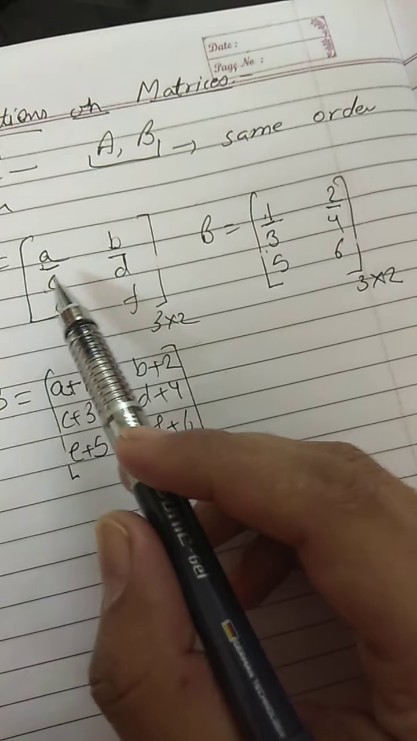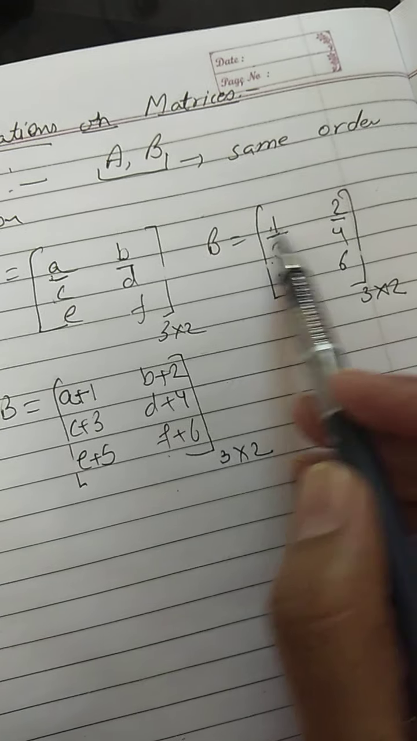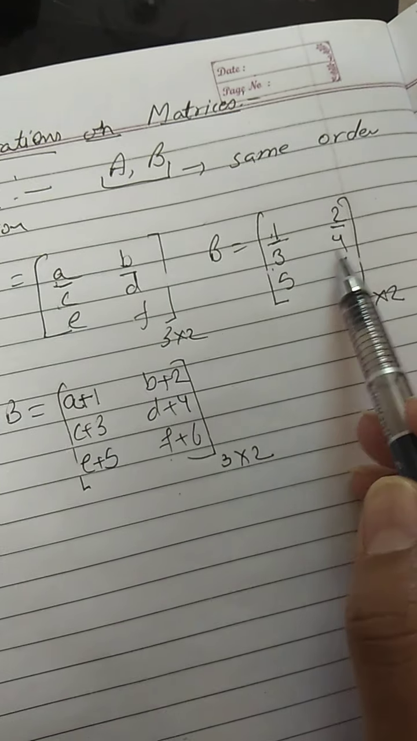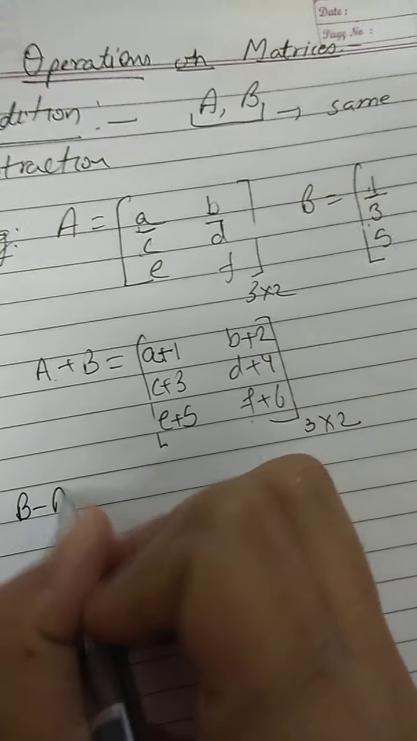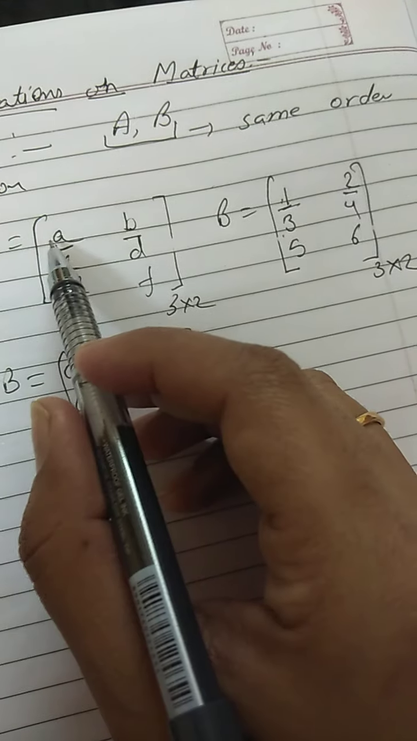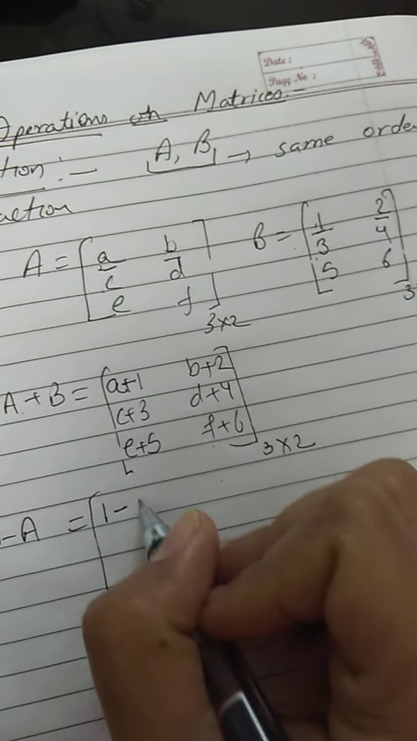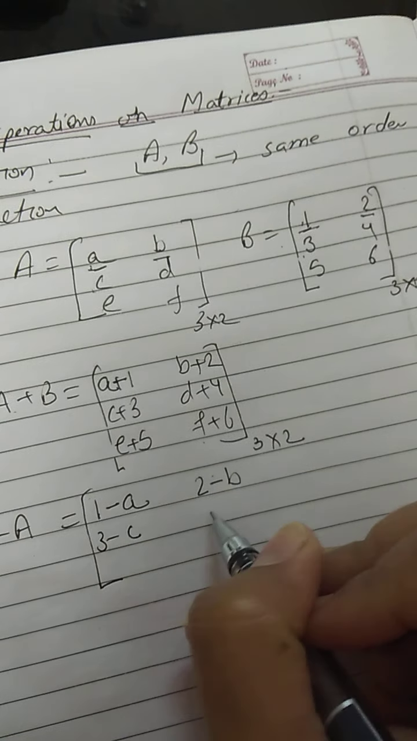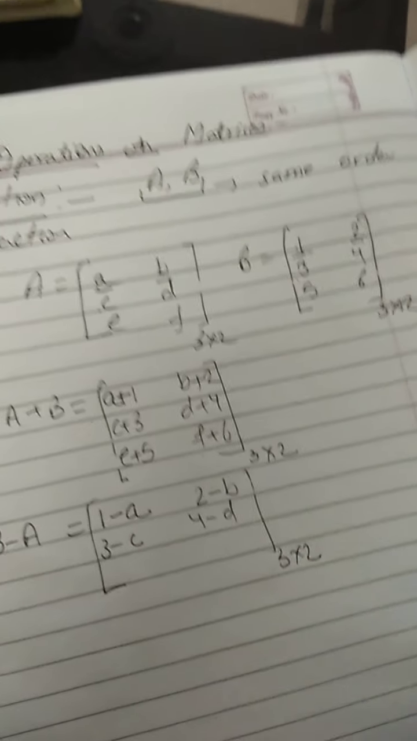So what is happening here? Same-address elements of both the matrices get added. 1 1 position plus 1 1 position, 1 2 position with 1 2 position, 2 1 position with 2 1 position, 2 2 with 2 2. Likewise we are adding. And if I have to subtract, then also we can do the same thing. When I do B minus A, what will happen? The 1 1 position of matrix B minus the 1 1 position element of matrix A. So it will go like this: 1 minus a, the next will be 2 minus b, then 3 minus c, then 4 minus d, and so on. The order once again will be 3 by 2.